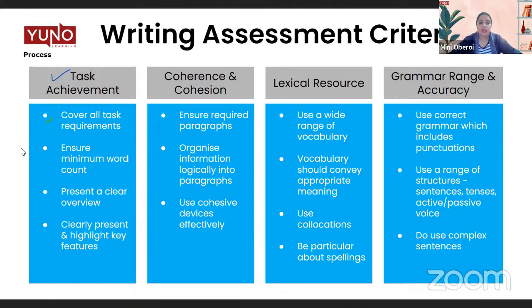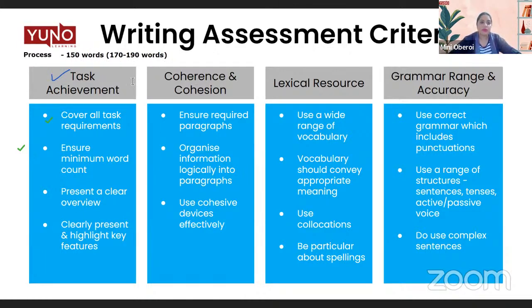Then ensure the minimum word length. Every IELTS report has to be written in a minimum word length of 150 words. But what is our target? What do we recommend? 170 to 190 words. This is needed to get your desired band score.